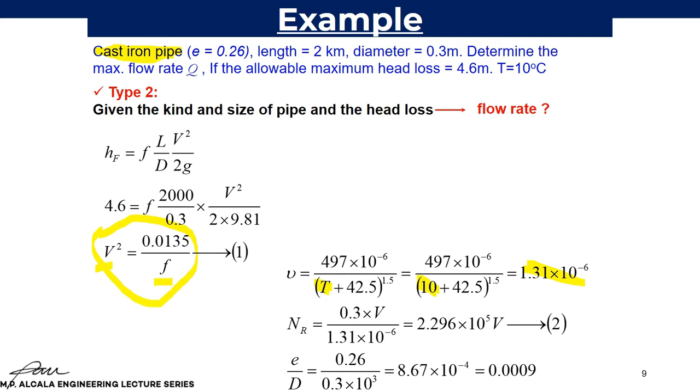Now how about the Reynolds number? So that is 0.3 multiplied by the velocity, which is still unknown, right? This is still unknown. Okay, so we have an equation 2. So later, we only have two equations, but we will use the Moody diagram for us to iterate the guess values for the friction factor. Solving for the relative roughness, that will be simply the roughness divided by the diameter of the pipe, which will give us 0.0009, okay, or 9 times 10 to the negative 4.